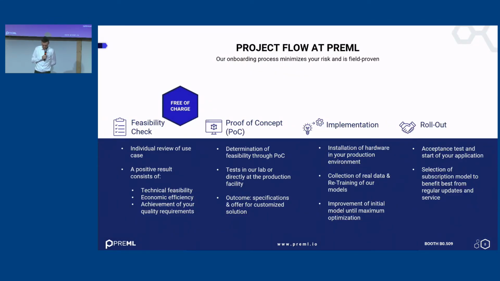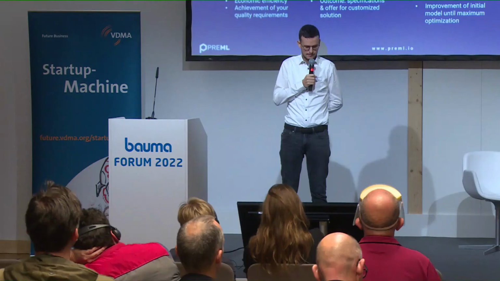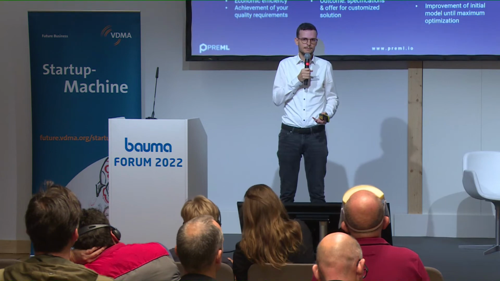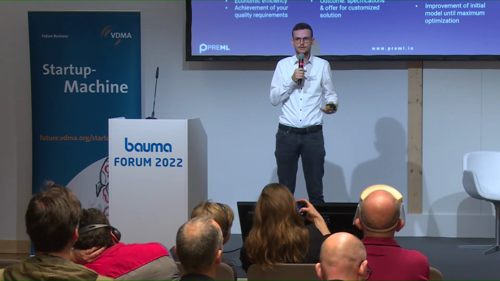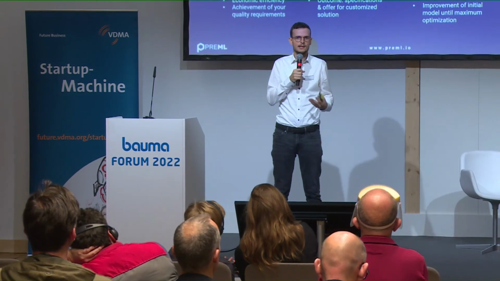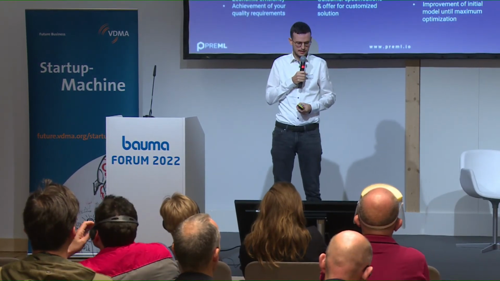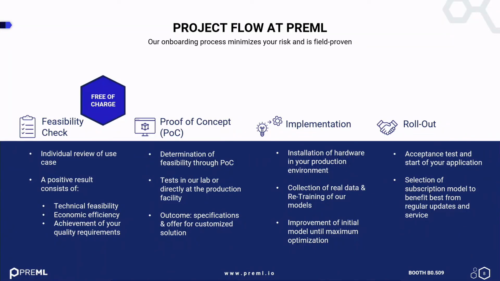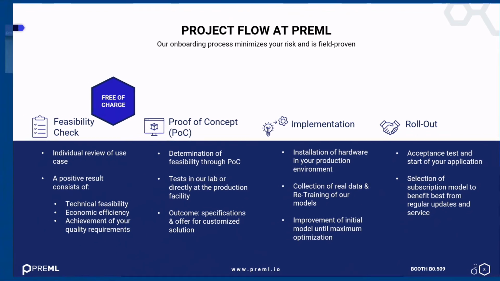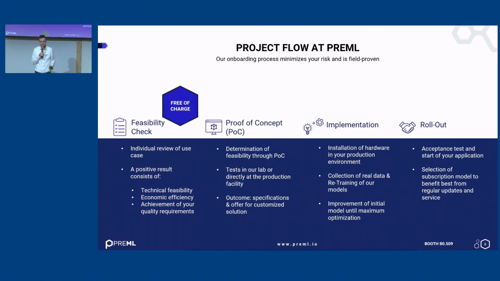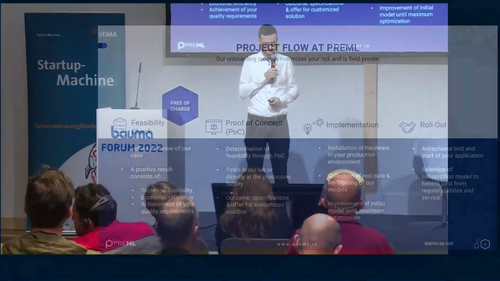If you're interested in what we're doing, we always offer a free feasibility check, which means if you come to us with some problem, we can check it, see if we find a solution, and also prove economic efficiency and whether you're able to achieve your quality goals. Later we have a proof of concept where we normally check if the requirements also work in practice, for example, by collecting and performing on image data. Then it's the actual implementation where we build up the hardware in the plant, and later on we have the rollout where the first model is used in a real plant.